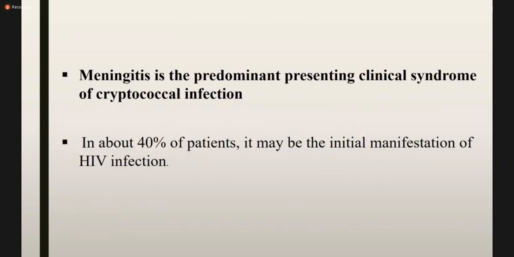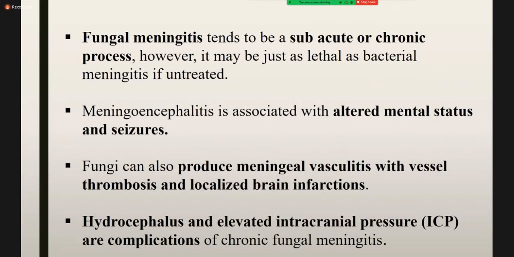But meningitis is the predominant presenting clinical syndrome of cryptococcal infections. In about 40% of patients, it may be the initial manifestation of HIV infection. So if your patient presents with chronic meningitis and you are thinking of cryptococcal infection, you should search for HIV infection also. Fungal meningitis tends to be a subacute or chronic process. However, it may be just as lethal as bacterial meningitis if untreated.